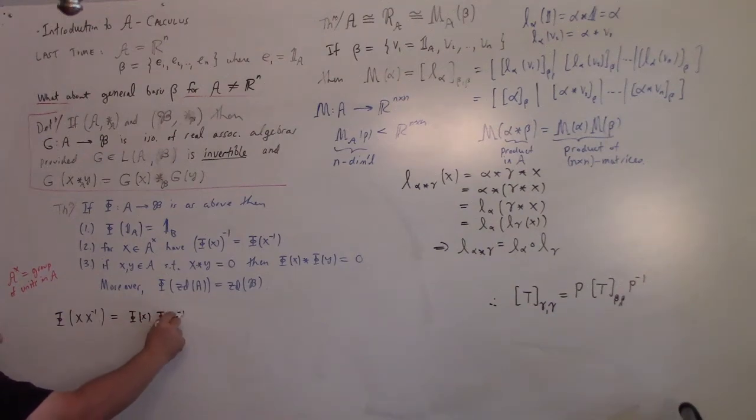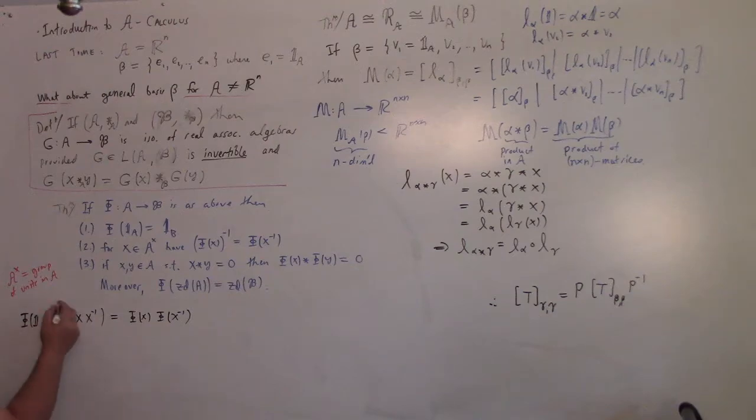phi of x inverse, right? But this is also equal to... Are we assuming that x times something is y? I'm just saying, suppose x has an inverse. Suppose x has an inverse, right? That means that 1 is equal to x times x inverse. I'm omitting the star for a moment.